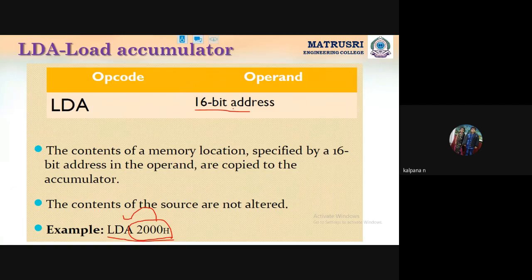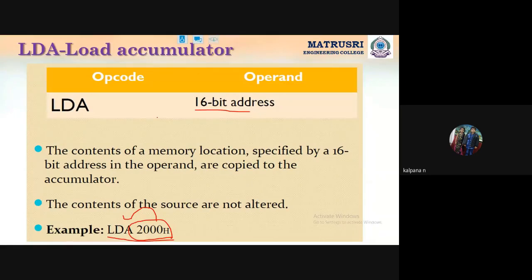And how do we need to write the instruction? LDA 16-bit address. So always, wherever we need to write the memory location or address location, the size of that address location is 16-bit. Why 16-bit? Why not 8-bit? Wherever we are locating the address or memory location, we are writing 4 digits.